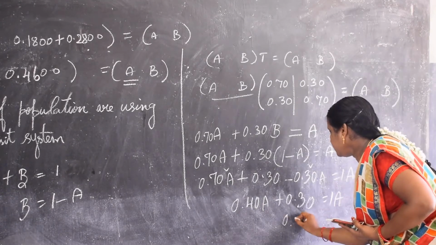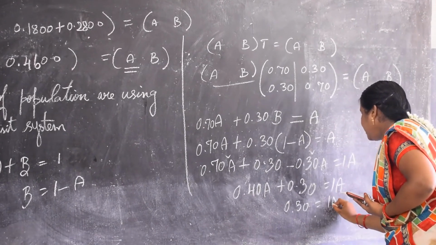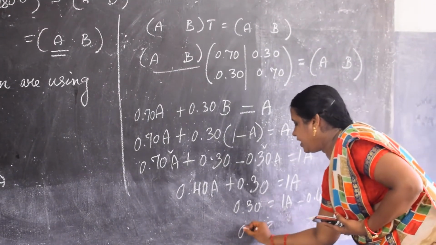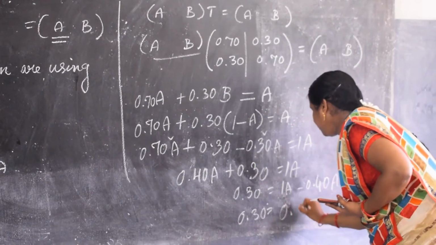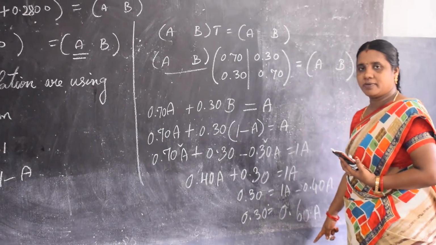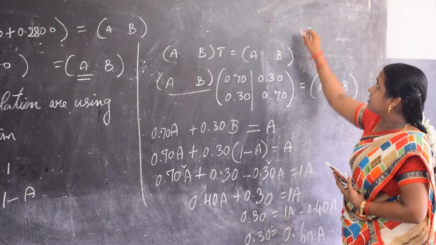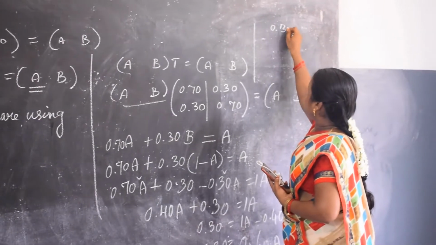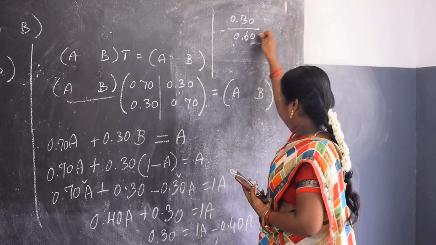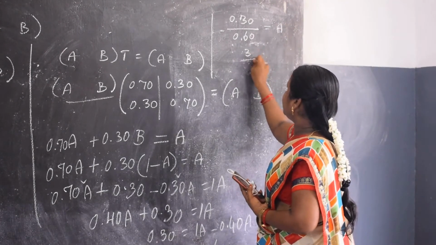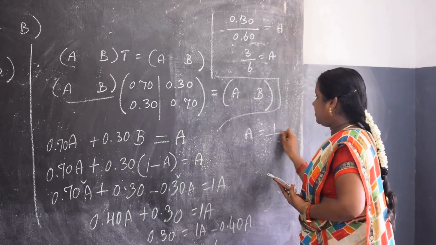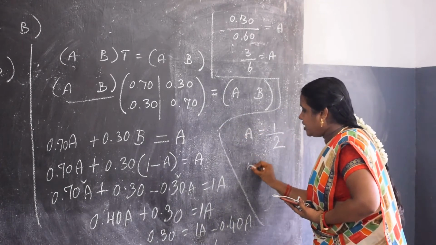Now 0.30 is equal to 1A minus 0.40A. Here you will get 0.30. If you subtract, you will get 0.6A. Actually, we have to find A. How many percentages are using new transport system? So 0.30 multiply. If you bring it to the left hand side, it will become divided, which is equal to A. If you cancel, you get this 3 by 6 equal to A. At last, A is equal to 1 by 2. 1 by 2 means 50%.